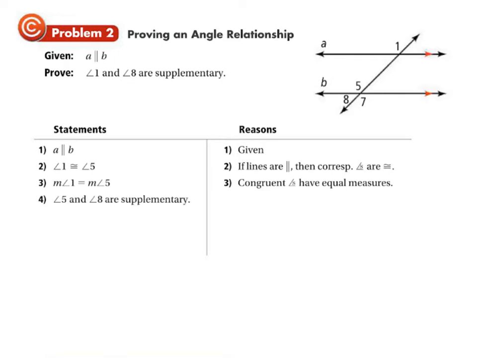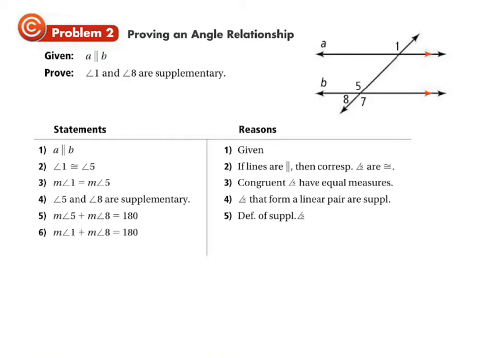We also know that 5 and 8 are supplementary because they're a linear pair. Angles that form a linear pair are supplementary. So given that, we know that the measure of angle 5 plus the measure of angle 8 equals 180, and that's what supplementary angles do. Now what? Well, we also know that the measure of angle 1 plus the measure of angle 8 equals 180.